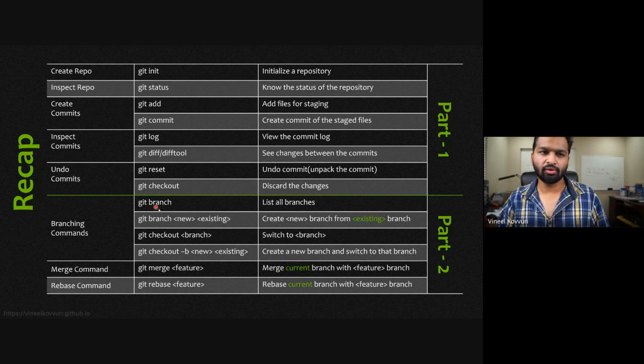So that's about branching, and we switch branches using the checkout command. So you give git checkout and whatever branch name you have. And by the way, when you do git branch, it will list out all the branches that are there in your system on the project.